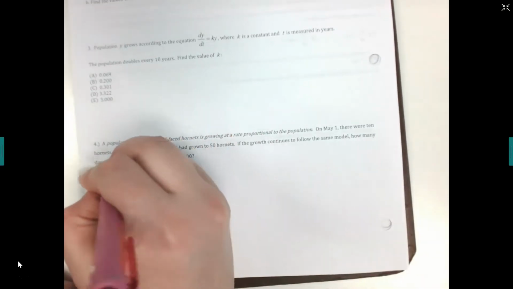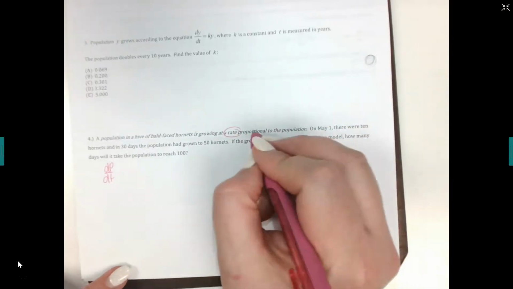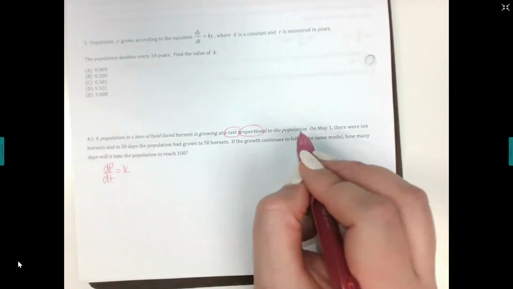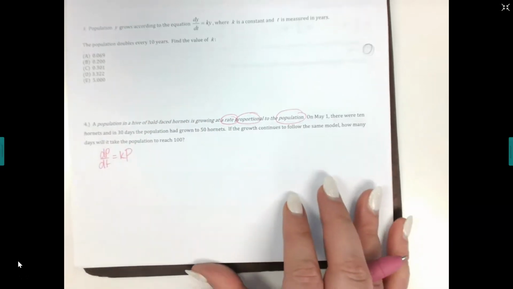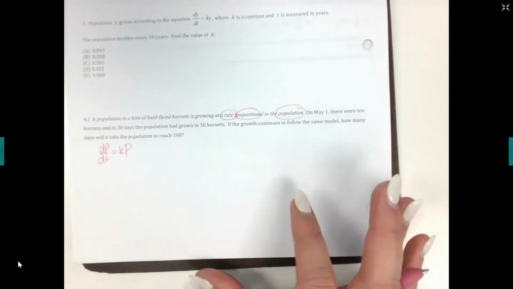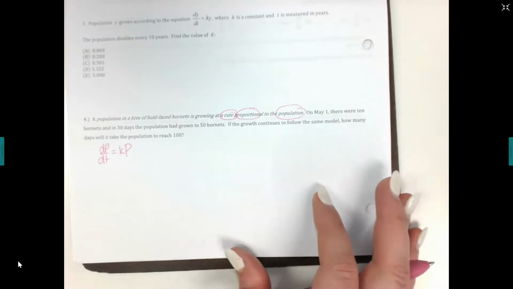Okay, so it says, the population of bald-faced hornets is growing at a rate, what would I put for how fast the population of hornets is growing? dP dt. Okay, because it's how fast it's growing, it's a rate, okay? Then it says it's proportional to, what do I put? K, proportional to what? Population, which is P. Okay, this is a separable differential equation, okay?